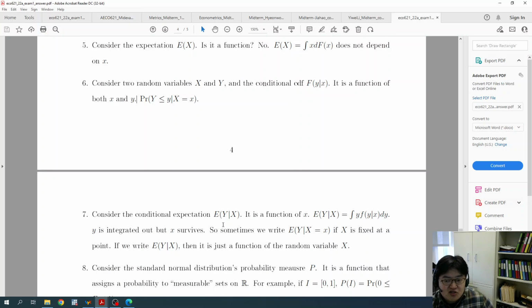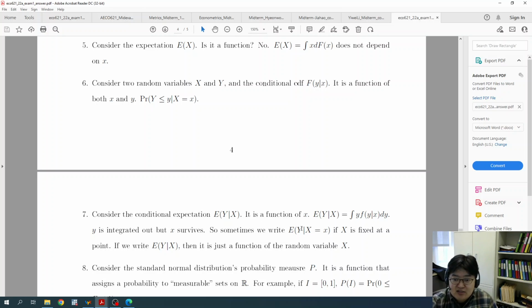And number 7, conditional expectation. Is it a function? Yes, but it's a function of x only. It's not a function of y at all, because look at this. It's an integration, but it is integrated only with respect to y. Y is integrated out, but x is not. If you change x, the conditional PDF will change, so your conditional expectation will change. So if you choose a different x, your conditional expectation will be different. So it is a function of x.